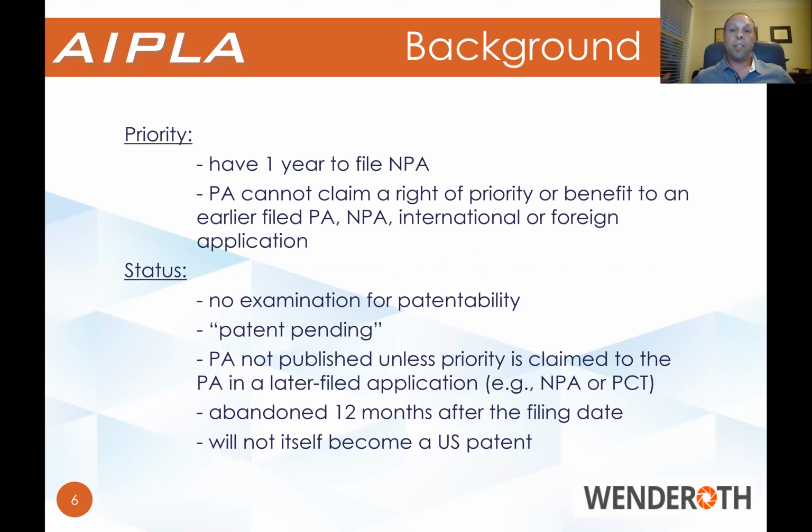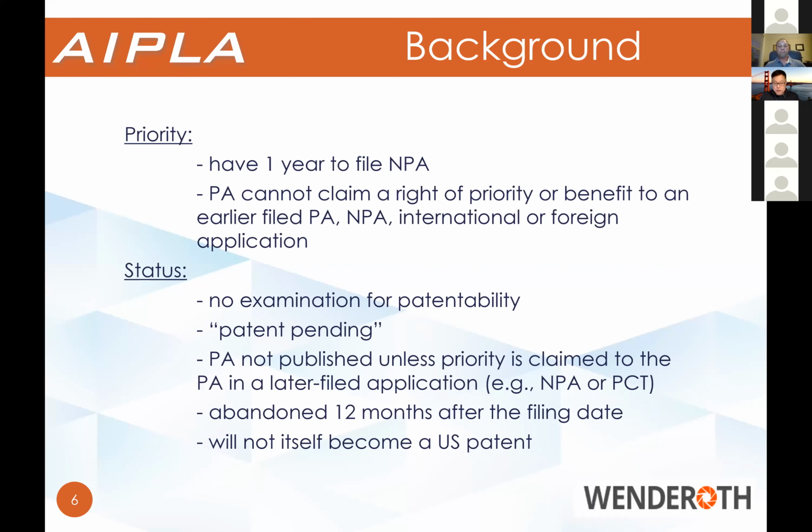So once the provisional is filed, you have 1 year to file a non-provisional claiming priority to the provisional. The provisional itself cannot claim priority to or benefit to an earlier filed provisional or non-provisional or international or foreign application. So there's no claim of priority that can be made in a provisional application. If it's there, it's just discarded. It's not considered.